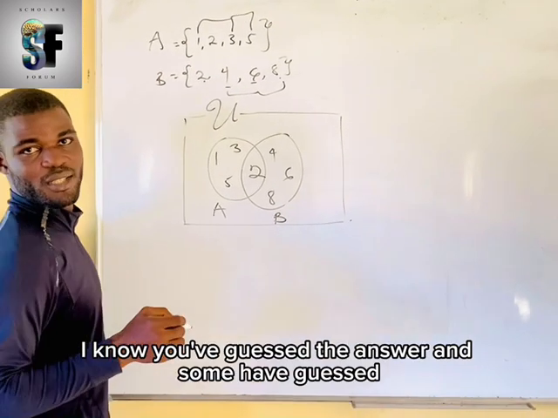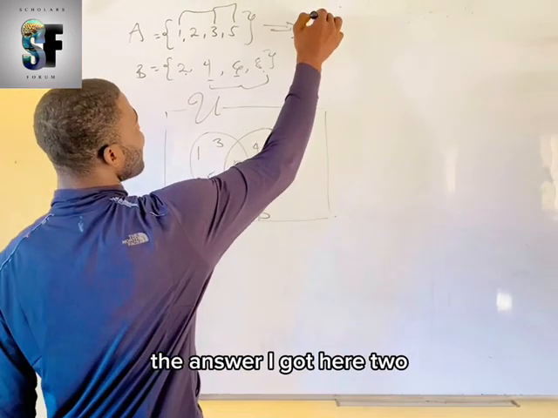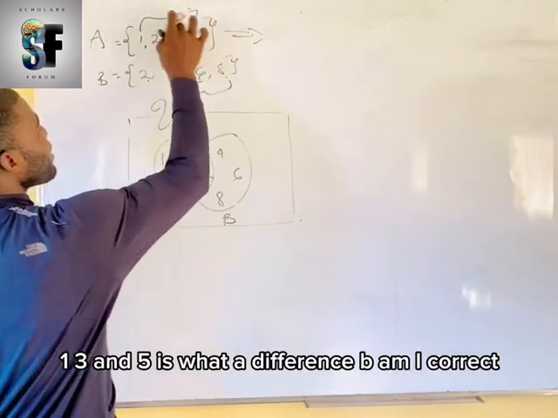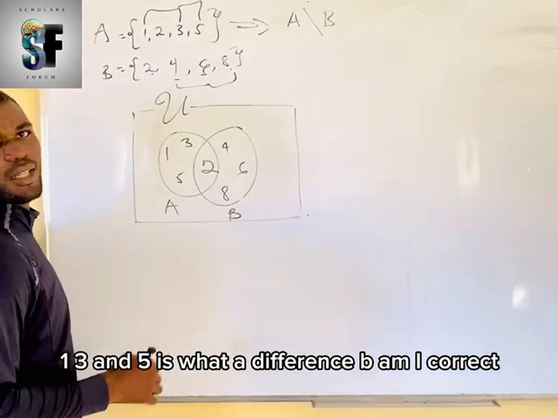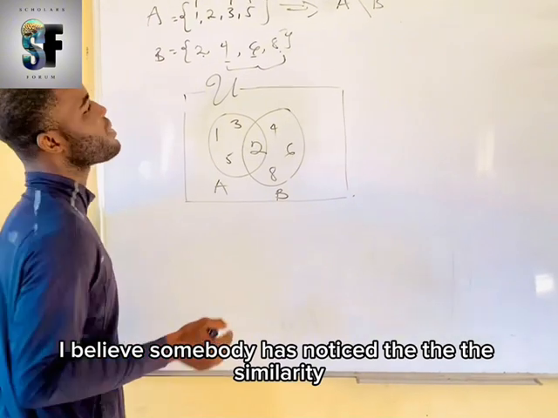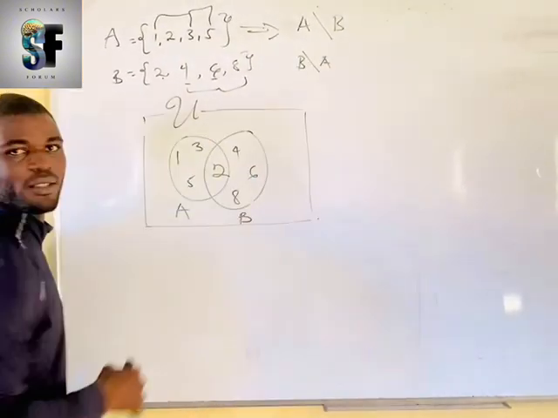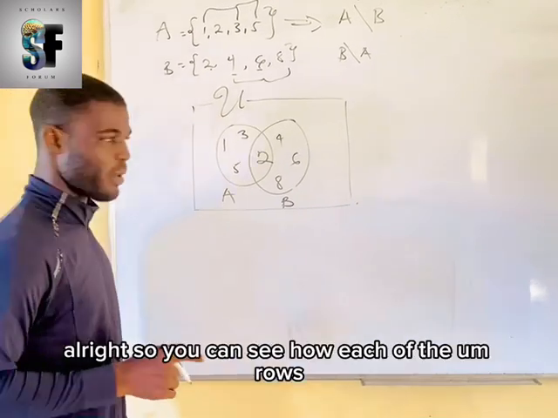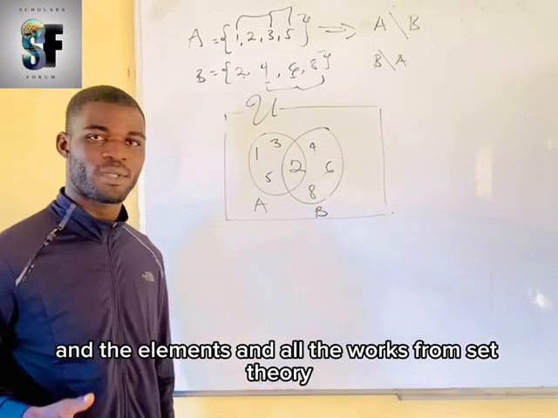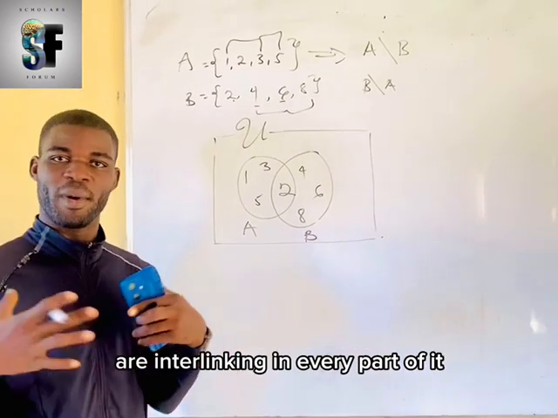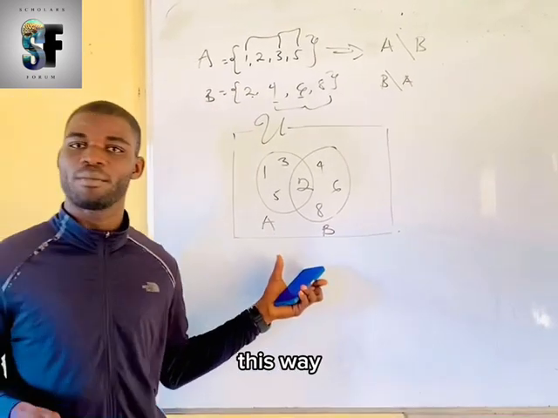Now, I know you've guessed the answer and some have guessed correctly. The answer I got here, 1, 3, and 5, is A different B. Am I correct? I believe somebody has noticed the similarity. And the answer 4, 6, 8 is B different A from our very first class. So you can see how all the works from set theory are interlinking in every part of it. This is how you represent these two sets.